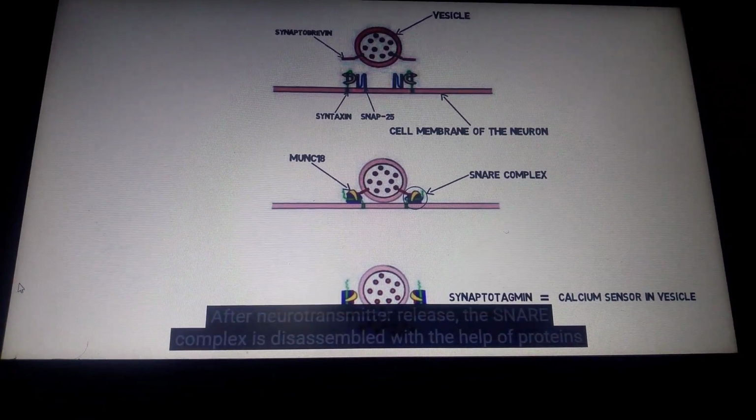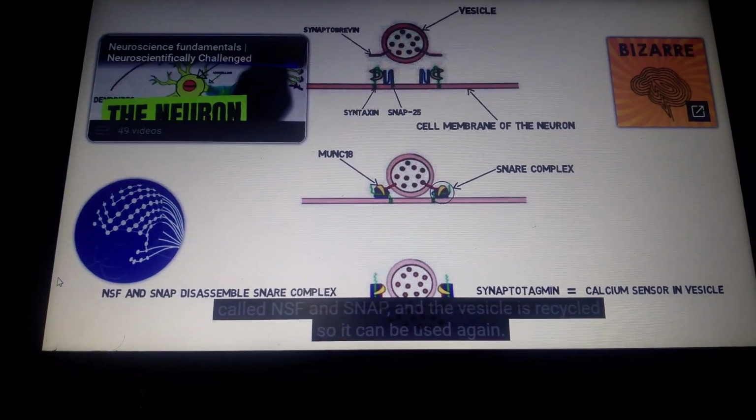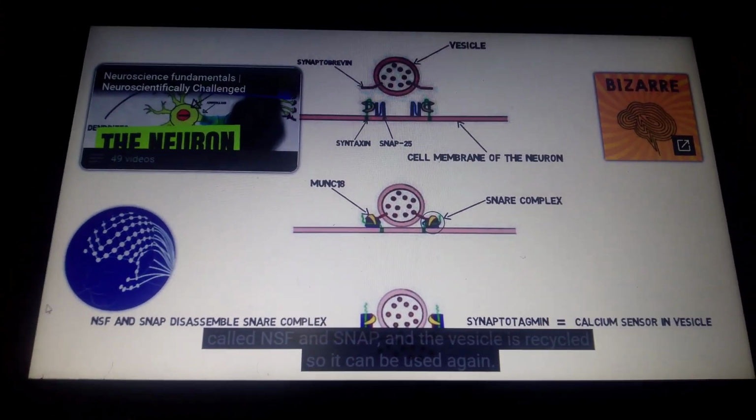After neurotransmitter release, the snare complex is disassembled with the help of proteins called NSF and SNAP, and the vesicle is recycled so it can be used again.